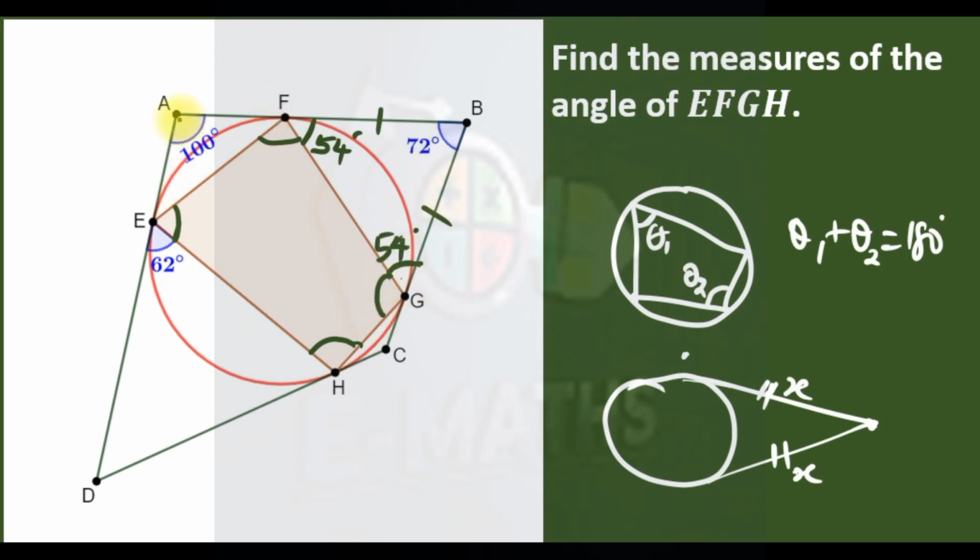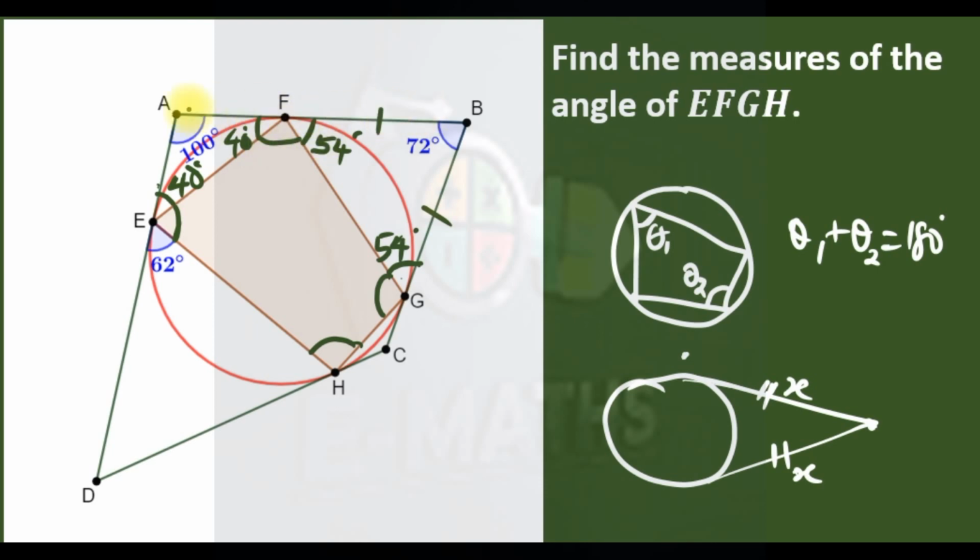Coming to this again, we have two tangent lines that meet at a point, so this angle is equal to that. Since this is 100, this should be 40 to make it 180. So with that, we can get the angles we are looking for. I have 54 here and I have 40.